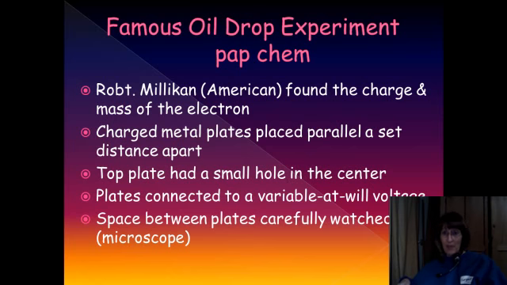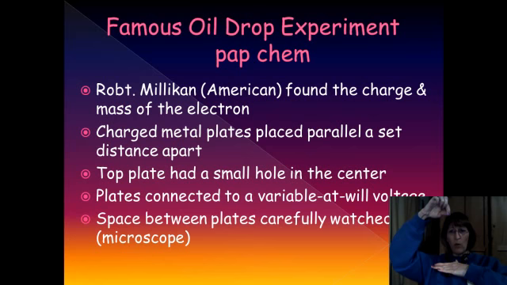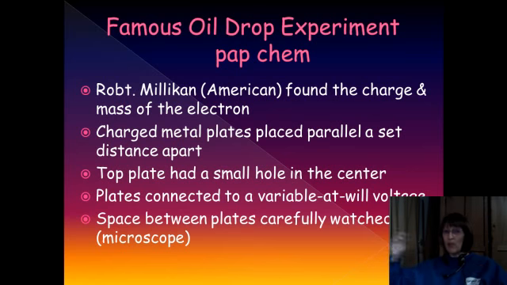The electron does have a mass, it's just really, really tiny. So what he did is he had this, and I don't know how these people come up with these experiments, but they're just amazing. He had two metal plates, and he measured how far apart they were. They were parallel, and the top plate had a little bitty tiny hole in it. Then he hooked the metal plates up to a battery, and he could vary the voltage at will, so he could change how much electricity went through it. And then he looked at the space between the two metal plates with a microscope, so he was looking at really tiny pieces there.